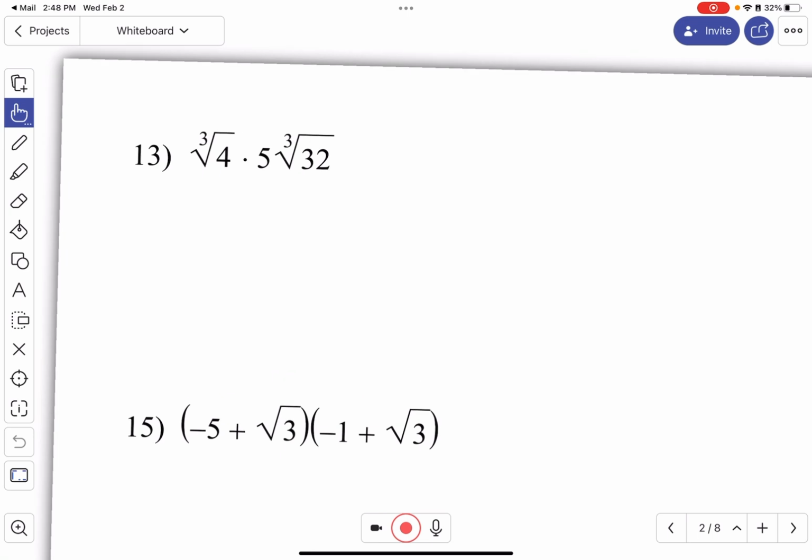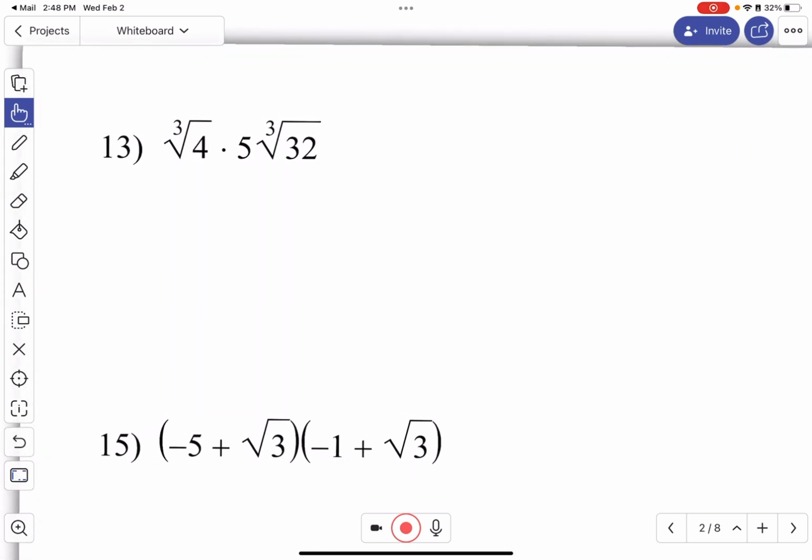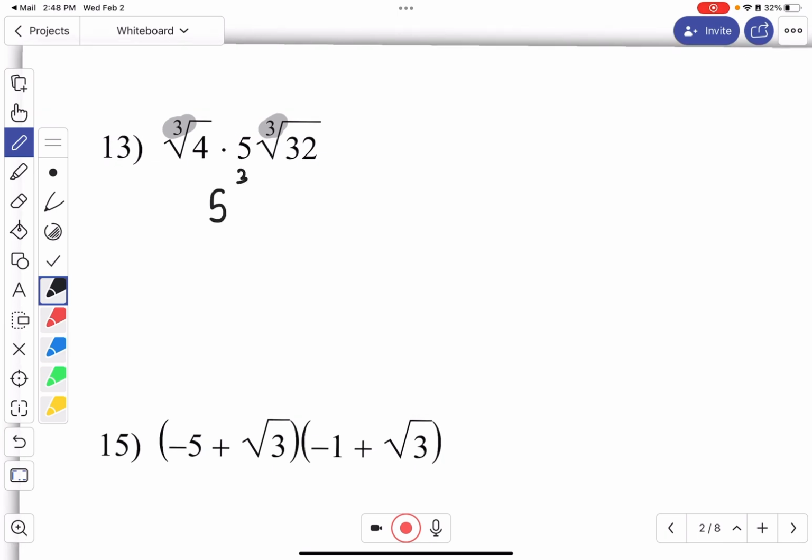All right, number 13. Still has to simplify. We're multiplying, so I'm going to double check. Indexes are good. A couple ways you could do this one. You could break it down first, or you just multiply. And I'm just going to multiply them together. So 4 times 32 is 128. So we've got 5 times the cubed root of 128. And obviously, I know that's 4 times 32. It's 2 times 2, 4 times 8, 2 times 2, 2 times 4, 2 times 2.